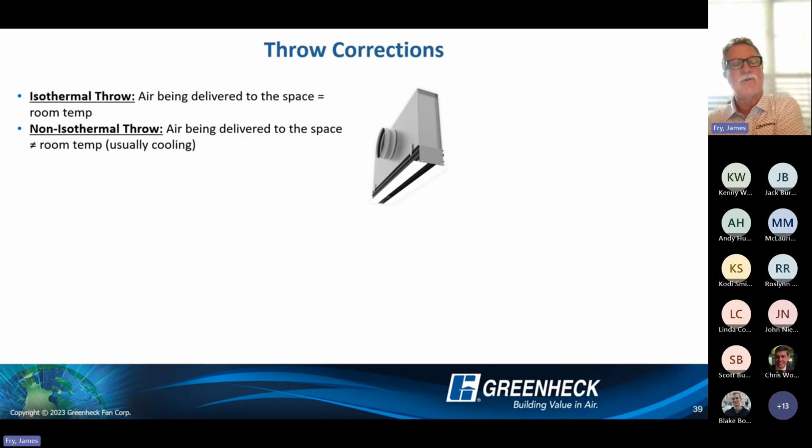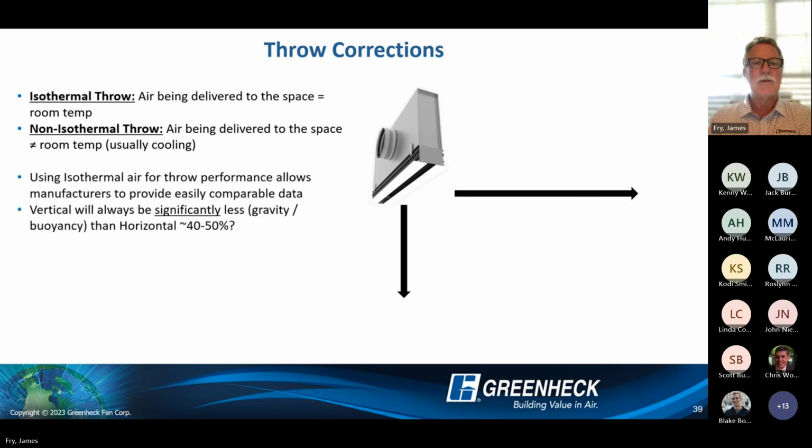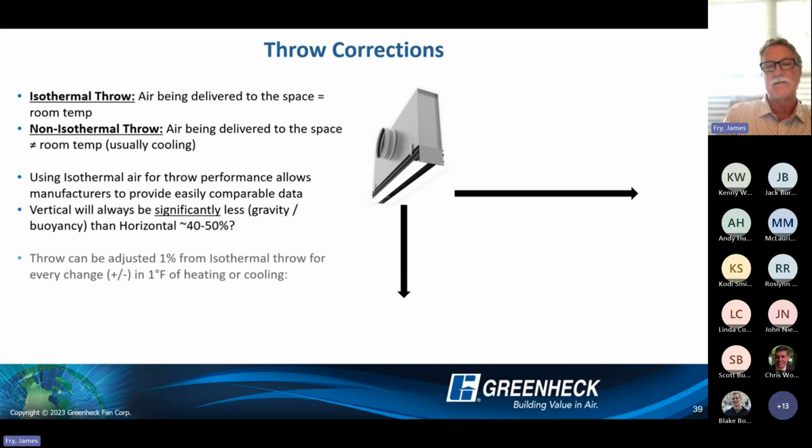Throw corrections. Looking at throw corrections, isothermal air is the basis of our testing. All manufacturers use isothermal air, so it's comparable across the table. Isothermal performance allows manufacturers to provide easily comparable data, like I said, and that's all in a vertical, significantly less in a horizontal, approximately 40 to 50% less.